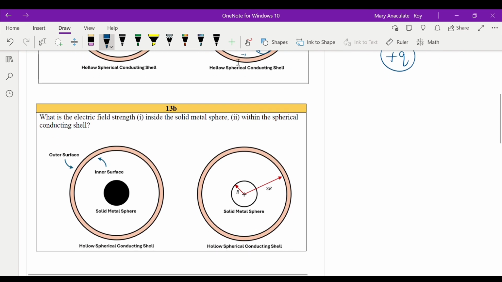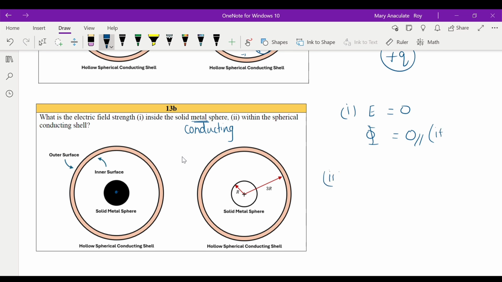Part B: what's the electric field strength inside the solid metal sphere within the spherical conducting shell? We have seen before, the solid is a metal sphere, so it is a conducting sphere, right? Inside the conducting sphere the electric field is 0 because you don't have any net charge. Hence E is 0, hence phi is equal to 0 as well. You don't have charge because it is a conducting medium.